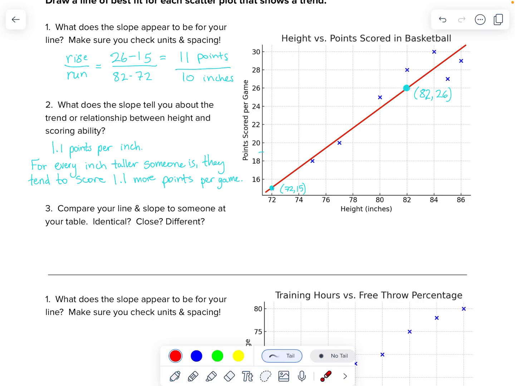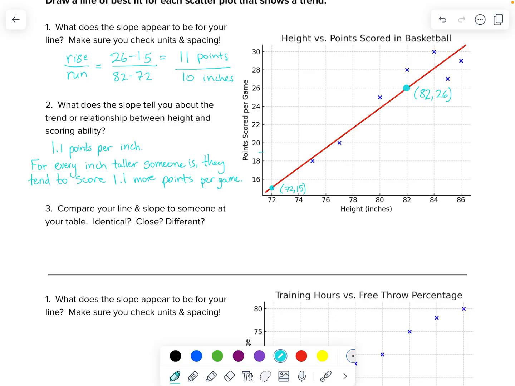Question number 3 is going to ask you to compare your line and slope to someone else's. Is it identical? Is it close? Is it really different? Most people's should not be identical. The only time they'd be identical is if you copied. So don't copy someone else's line. You're going to make your own, and then it should be close, but probably not identical. And you want to write down what their slope was.